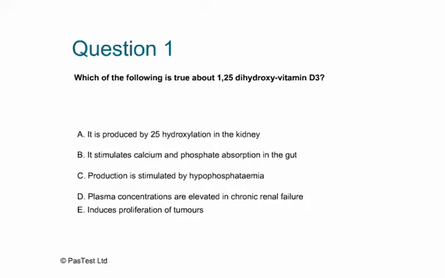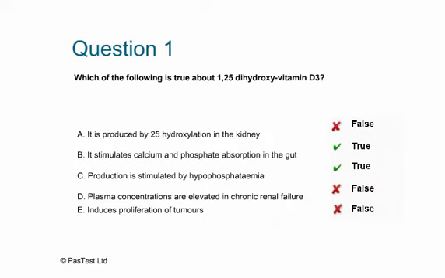Which of the following is true about 1,25-dihydroxy vitamin D3? A. Is it produced by 25-hydroxylation in the kidney? B. It stimulates calcium and phosphate absorption in the gut. C. Production is stimulated by hypophosphatemia. D. Plasma concentrations are elevated in chronic renal failure. And E. Induces proliferation of tumours.